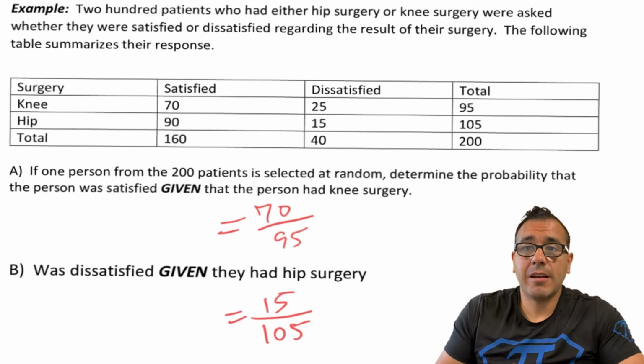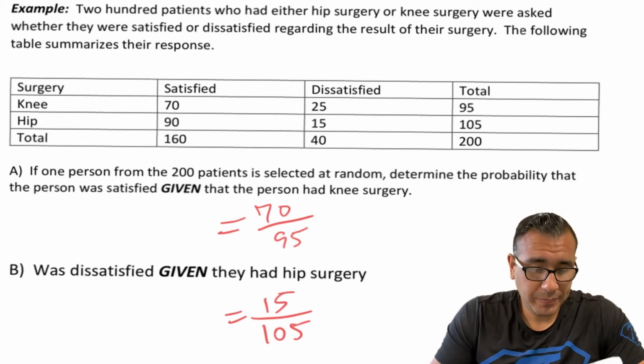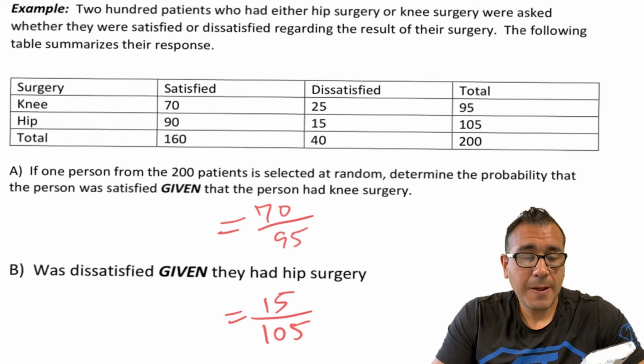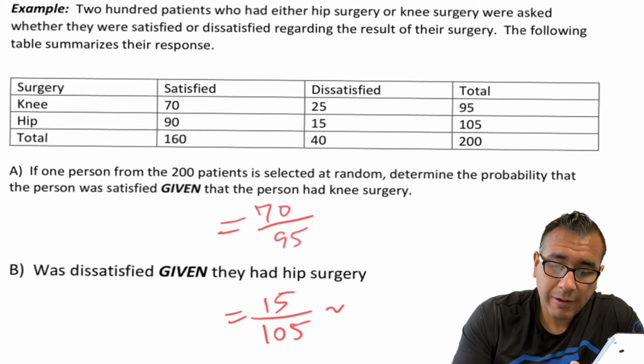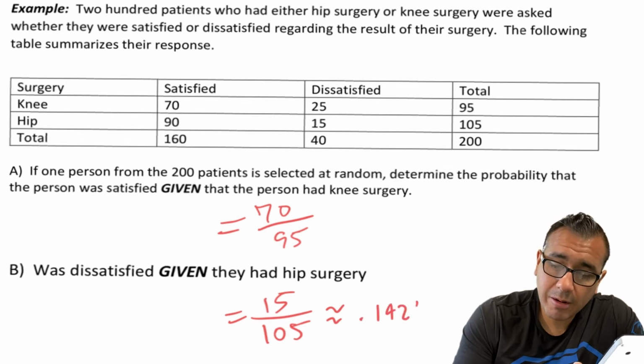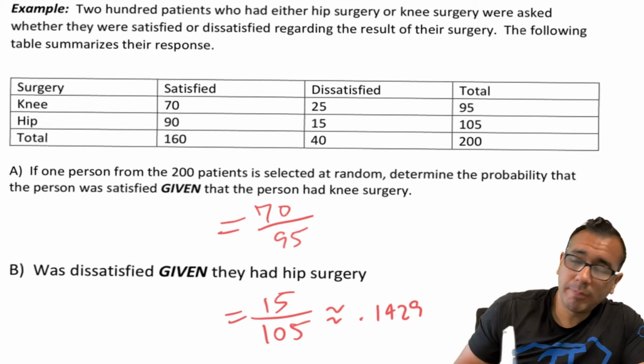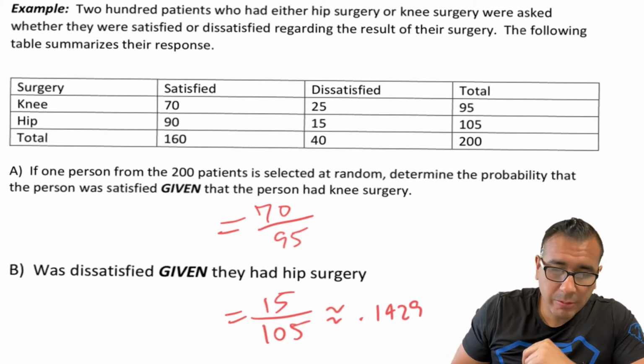And again, we could take out our old friend Julio here, and let's see what Julio gives us. 15 divided by 105. Boom. And everyone give it up for Julio. He's been working hard all year long. 0.1429. Boom. Thank you, Julio. Pleasure working with you, sir.